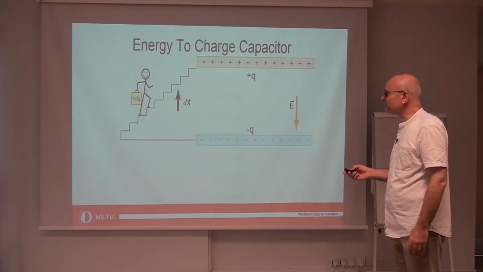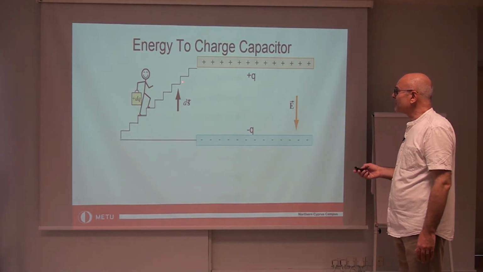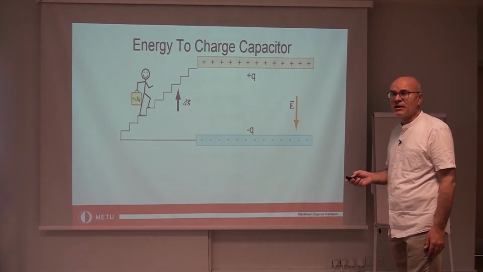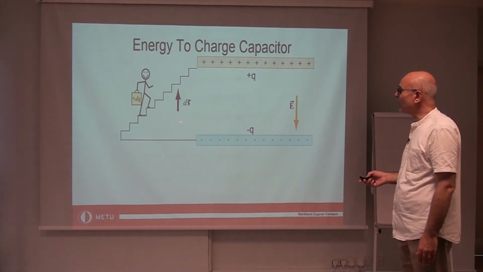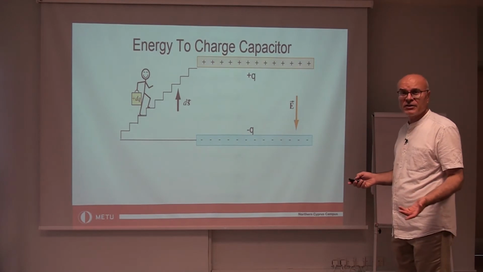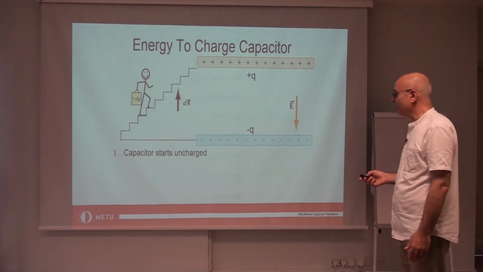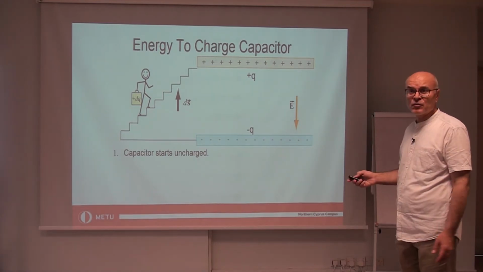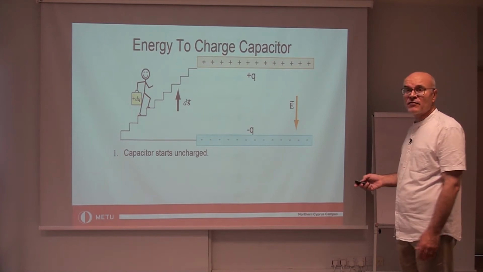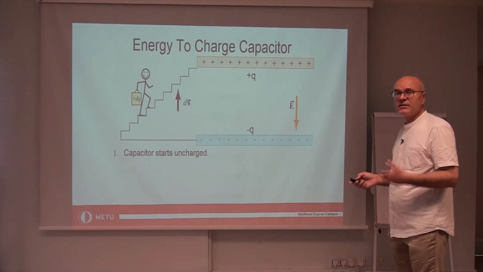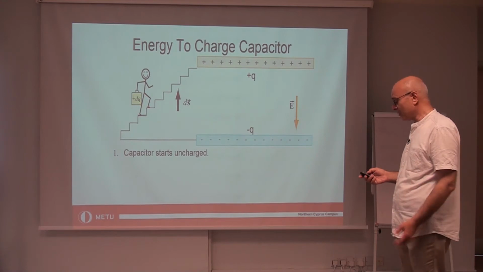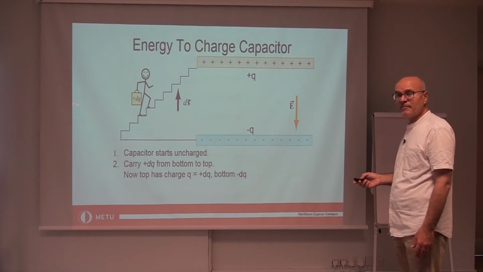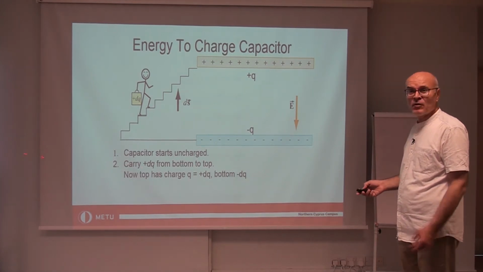This is a diagram considering a general capacitor. Here we are showing it as just parallel plates, and we are considering the charging of this capacitor. We start with a capacitor that is uncharged, and then we connect the plates to the terminals of a battery, and then the charging process starts. Now, what is the charging process? It can be thought of as carrying a positive charge dq.